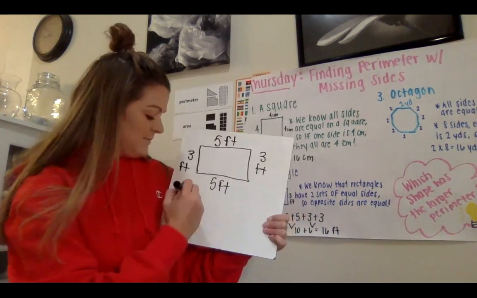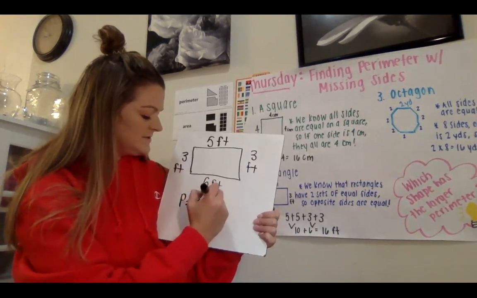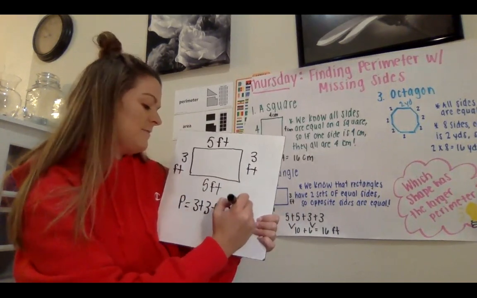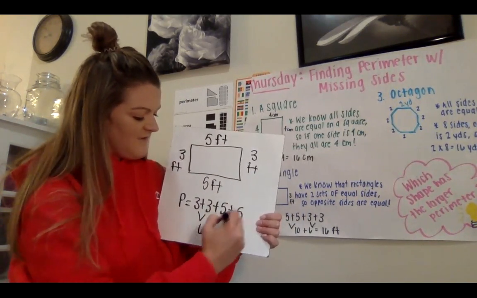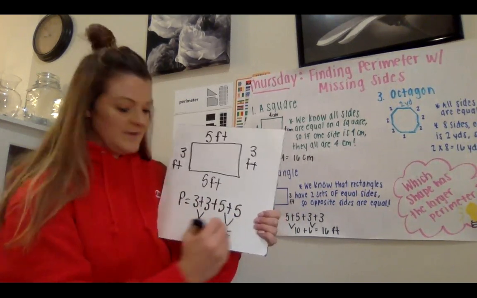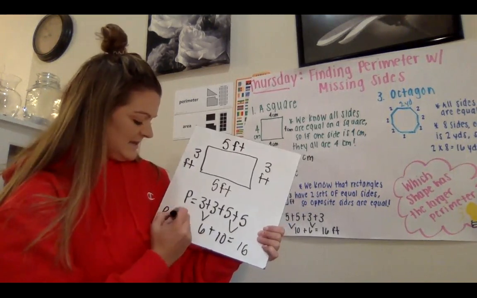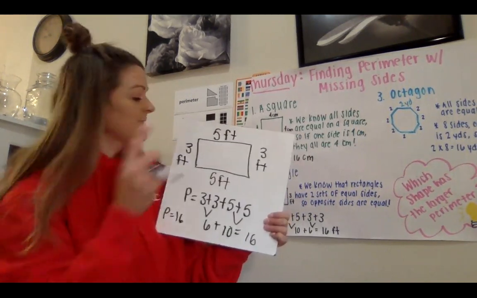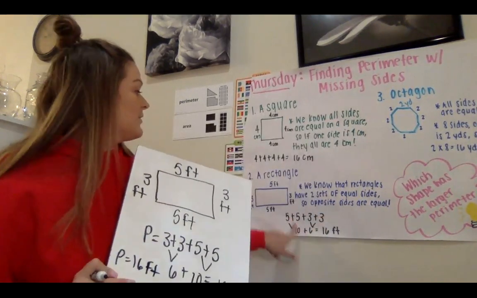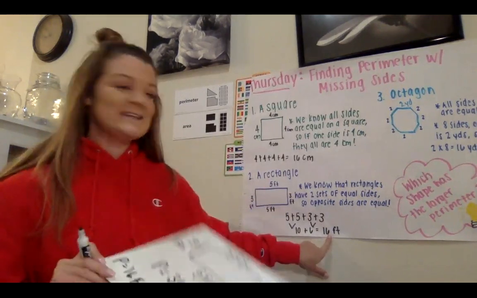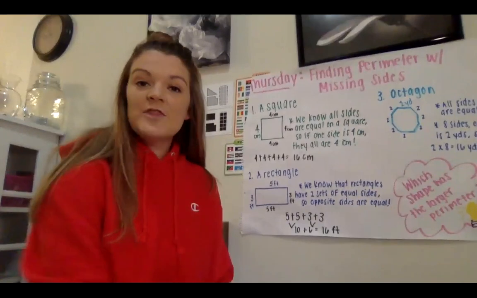Then if I want to find the perimeter of this shape, I can go ahead and write. I'm going to put them together. I'm going to do 3 plus 3 plus 5 plus 5. 3 plus 3 I know is 6, plus 5 plus 5 I know is 10. 10 plus 6 is 16. The perimeter of this shape is 16, but 16 what? Go back to my problem, 16 feet. So I went ahead and wrote the perimeter of my rectangle is 16 feet. Now we can move on to our third shape.